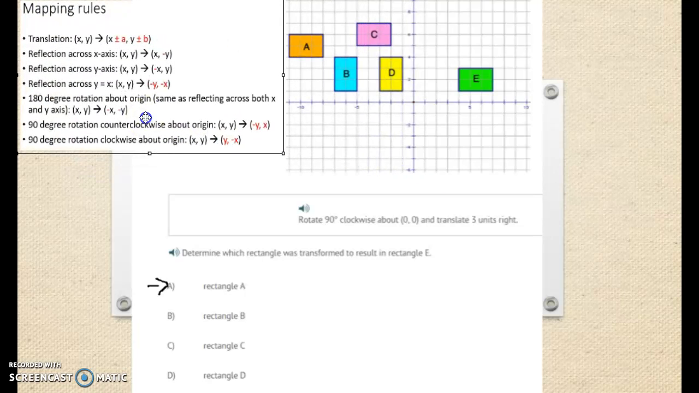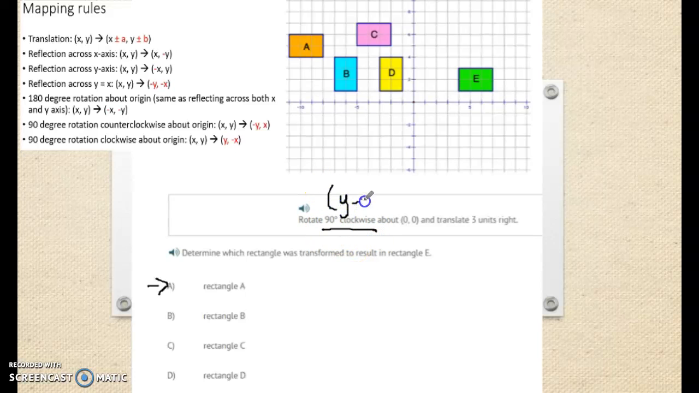Hopefully by this point you have them memorized, but if you don't, then make sure you memorize them before the interim assessment. If we want to rotate 90 degrees clockwise, we're going to put the Y first, and then we're going to change the sign of X. And then to translate 3 units to the right, we want to move it in the positive X direction. The right is moving positive X. So we're going to take our X value and add 3. So those are our 2 mapping rules.